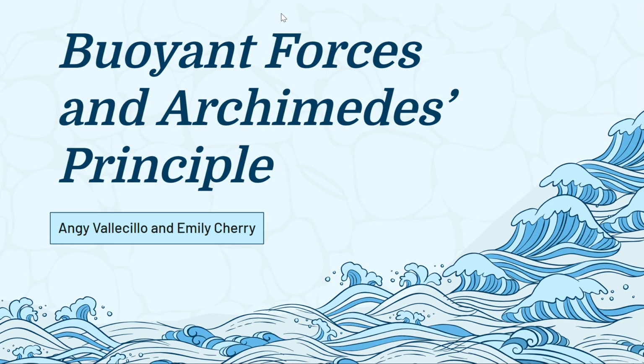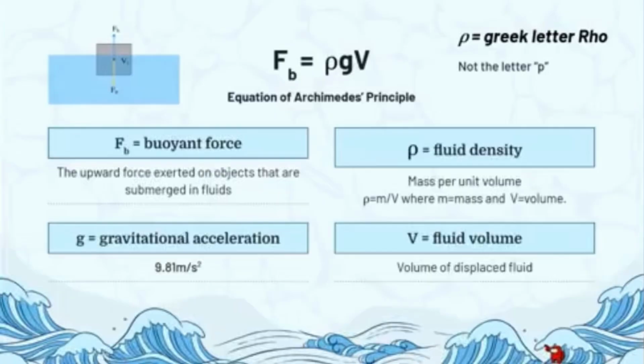Everyone. Today Emily and I will be explaining buoyant forces and Archimedes' principle. If you've ever heard somebody refer to buoyancy, you probably know that it's the thing that makes other stuff float. So, we're going to be talking about buoyant force, which is actually the upward force that is exerted on objects when they are in water or any other fluid.